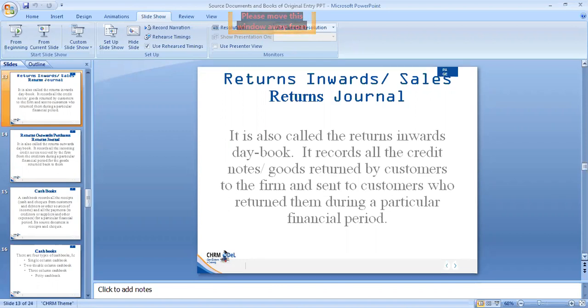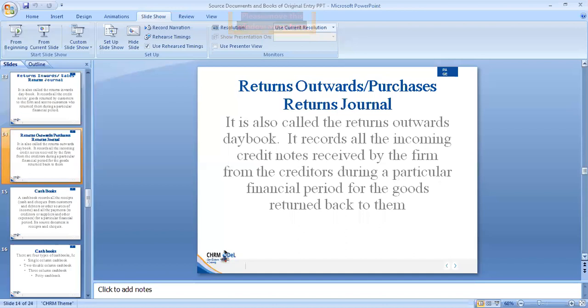And then we have what we call the return outwards journal, or the purchases returns journal. This journal is going to record all those goods that we bought from the suppliers, but because of one reason or the other, we returned those goods to those same suppliers. So once we buy goods from maybe Upendo suppliers, and then at a later date, we return them back to Upendo, the goods that we have returned are known as the purchases returns because we had initially purchased them, but now we are returning them.